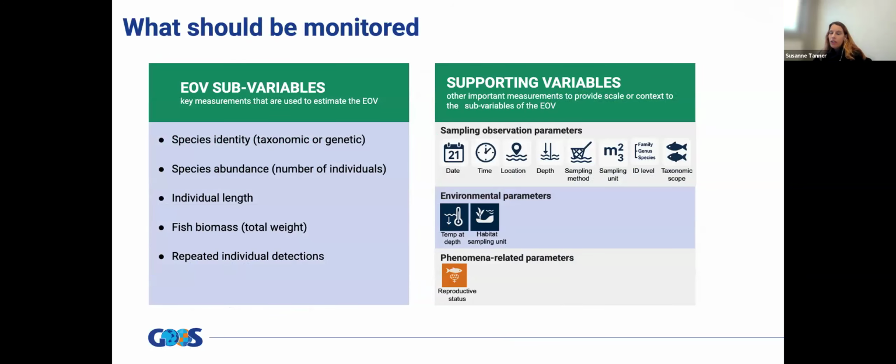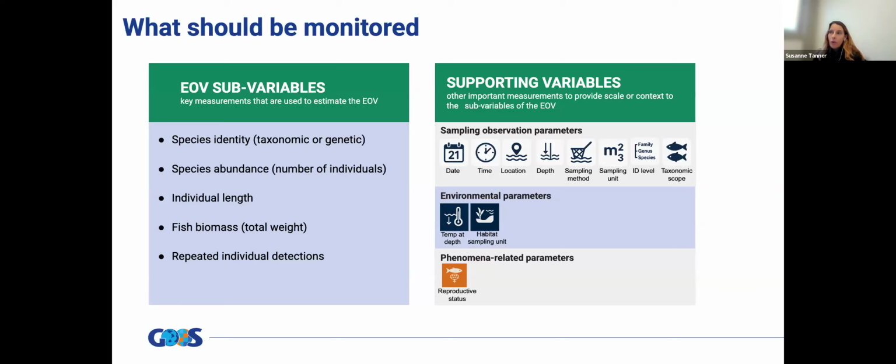And what do we need to measure for this? On the left, we have the EOV subvariables. These are the primary measurements that directly describe fish populations. They include species identity, species abundance, individual lengths, to infer on population size structure, fish biomass or the total weight of individuals in a sample, and repeated individual detections, which are especially important for acoustic or tag-based monitoring. Together, these tell us who is present, when and where, in what numbers, and with what size or biomass structure.